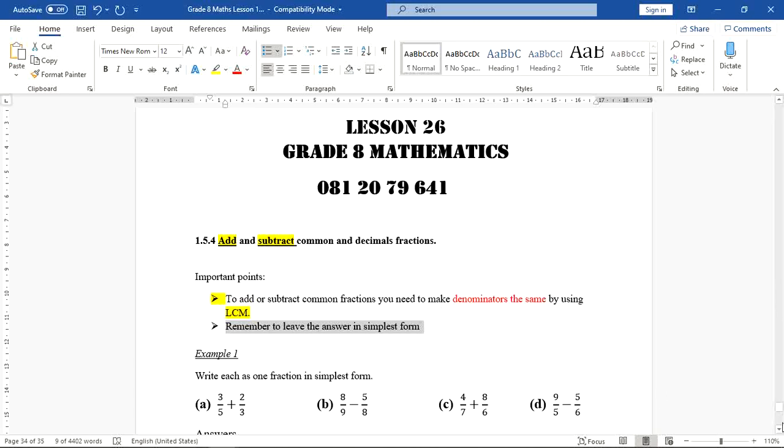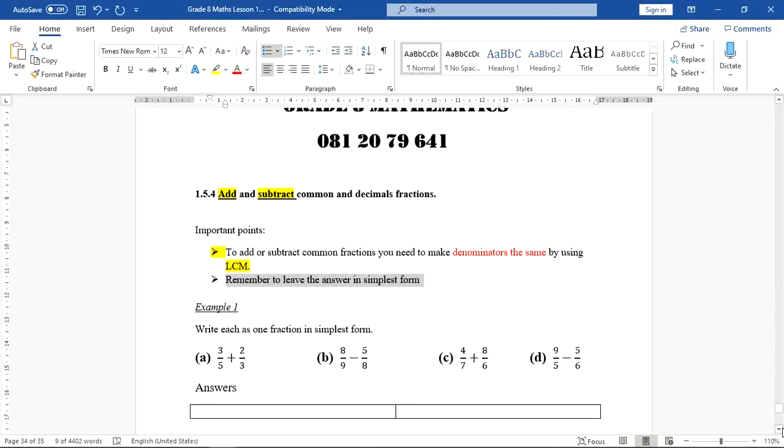Now let us look at this example here. I will do part A and part B, and part C and D will be your work to do in your free time. You take a picture and forward it to me on WhatsApp. So I have 3 over 5, and I should add it to 2 over 3. As you can see, the denominators 5 and 3 are not the same.